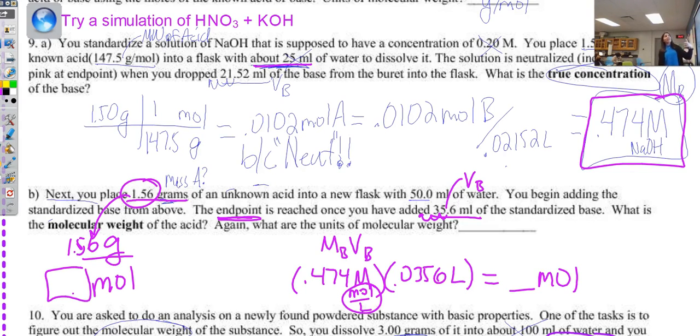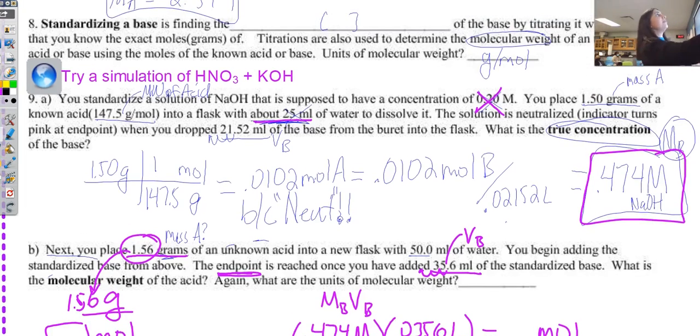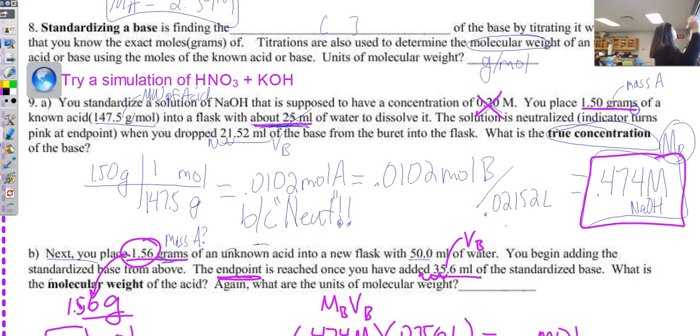So instead, it says the base is supposed to have a concentration of 0.2. I can't use that either. "Supposed to have," you cannot use, okay? So it says you place 1.5 grams of a known acid, and it's 147.5 grams per mole, in, and then it says the solution's neutralized when you dropped 21.52 milliliters of the base in. What's the actual concentration of the base?